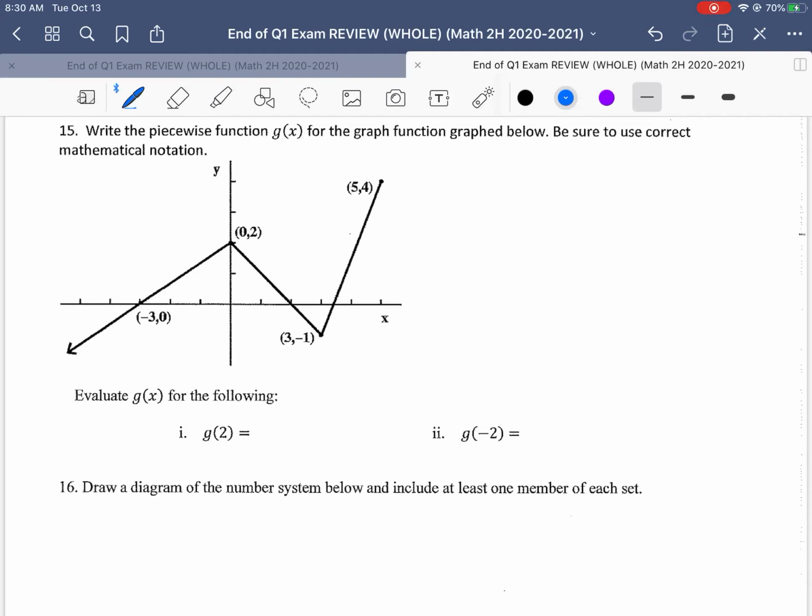All right, number 15, write a piecewise function g of x for the function graphed below. Be sure to use correct notation. Looking at it, the first thing we always look for is how many pieces. So we've got a line coming up here, there's one piece. We've got one headed this direction, there's one piece, and then this one has a pretty steep slope, so that's on the right side. It looks like it ends right there, and it continues forever in the left direction.